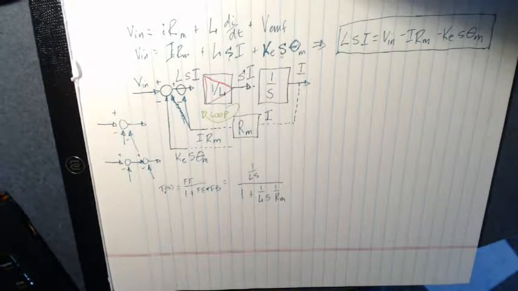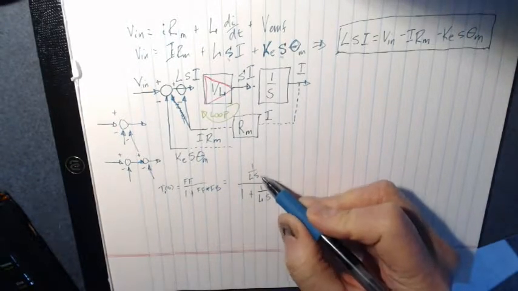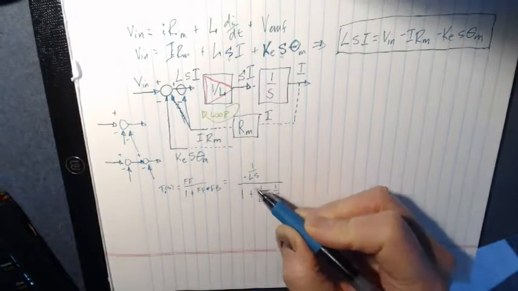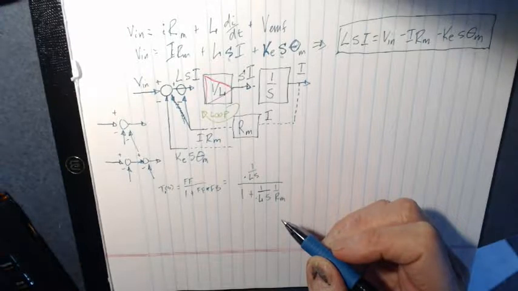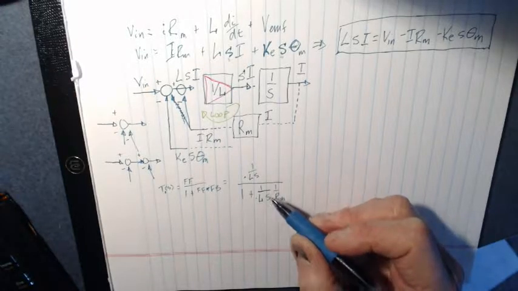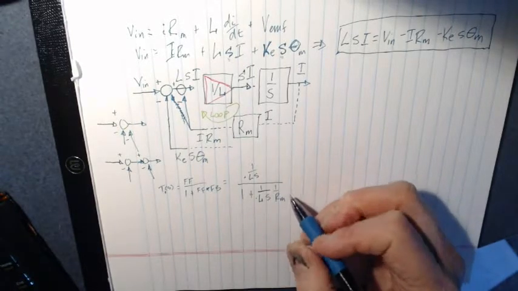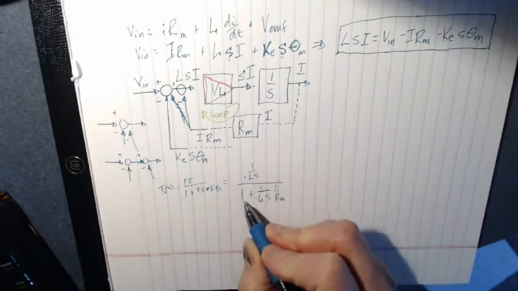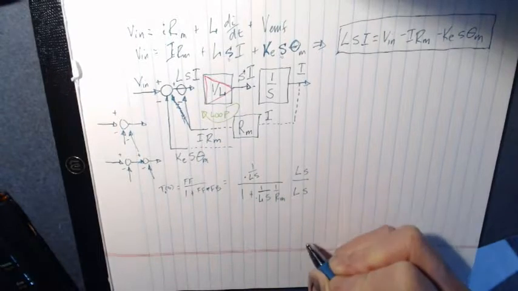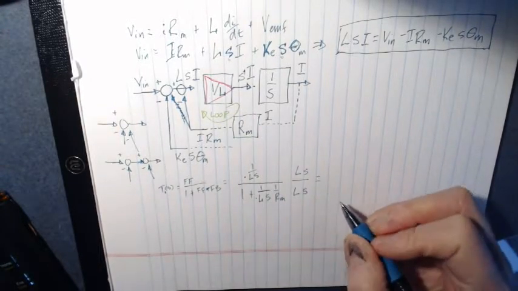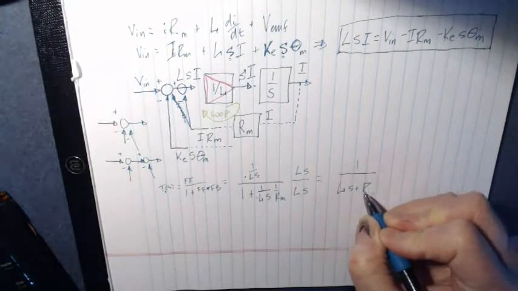Oftentimes you get these fractions in the denominator, and your math teacher back in high school would whack you upside the head if you left fractions in the denominator. So we're going to clear this fraction, the 1 plus something here. This is a common thing that you have to do. I'm going to clear the fraction 1 over LS, and then it looks like this: 1 over LS plus RM.